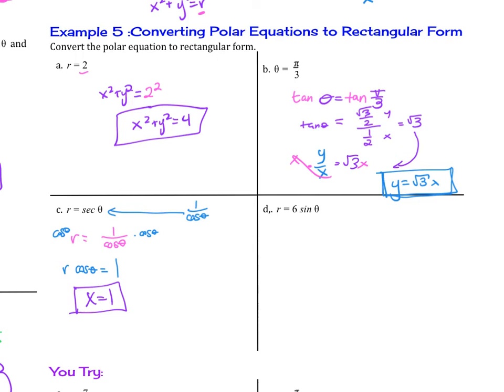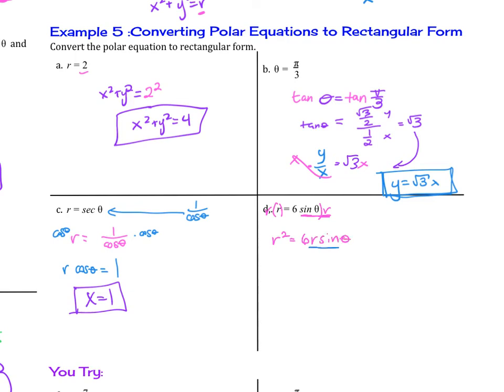So letter D, we have r equals 6 sine of theta. So this one's a little different than the ones that we've looked at. Notice for sine, I can't convert it just like I did for secant, right? I converted that to cosine, and then I could multiply it, and then it gives me my x value. I can't do that here. So what we're going to do is multiply both sides by r, because I want this to be r sine of theta. So this becomes r squared equals 6r sine of theta.